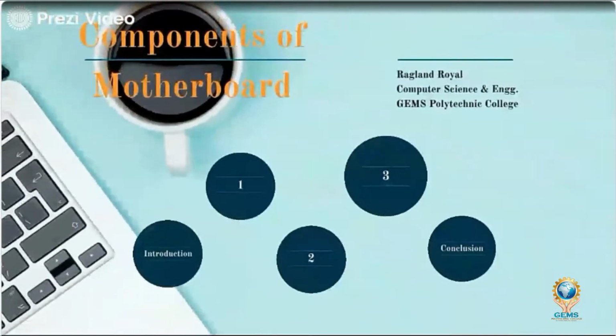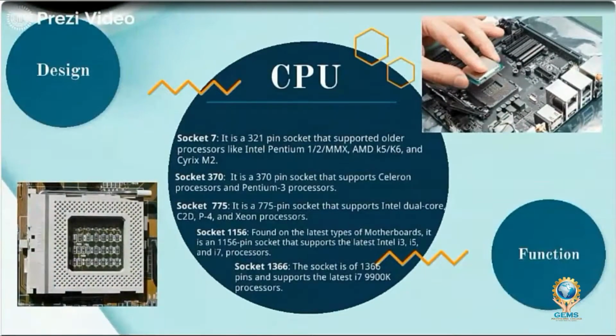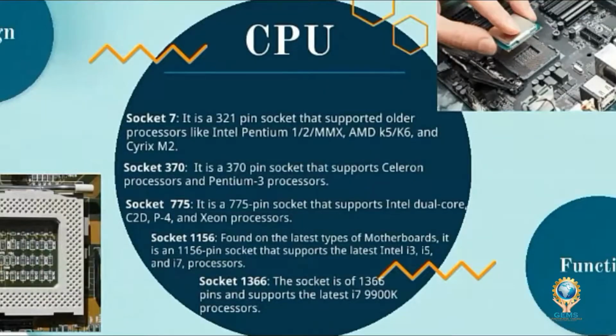Next we will see about the CPU. Different motherboards have different types of CPU sockets. The first is called socket 7. It is a 321 pin socket that supported older processors like Intel Pentium 1, 2, MMX, AMD processors K5 or K6 and Cyrix M2. This is a very low number of pins that the very first processors had. After that, upgradation happened and the number of pins were increased.